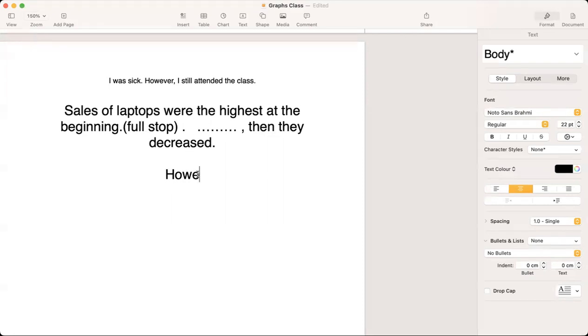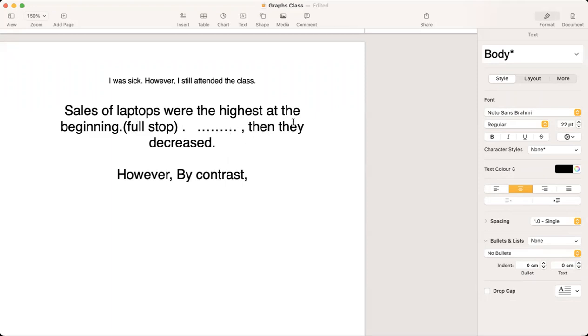However. However, or by contrast, or whereas. However. However, why not by contrast? Because the subject is same. Here also we are talking about laptops. Here also we are talking about laptops. They decreased. It's the same subject. That's why we are using however here.